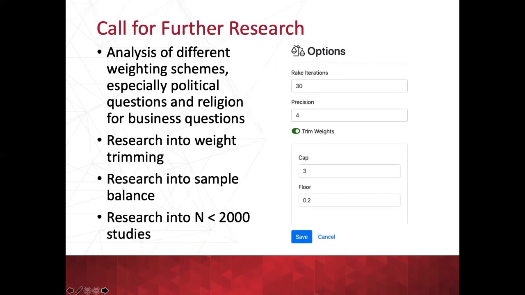As we've dove into this research, it's been a surprise to me, the things that we don't know. As I said, the caps and floors when you're trimming weights, the trade-offs on sample balance if you've weighted by many items and therefore the effective sample size has lowered. The Pew Research was on very large sample size studies, which is not typical of what many of us are fielding. So there's still a lot of items to weight.